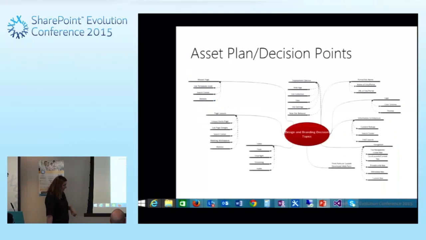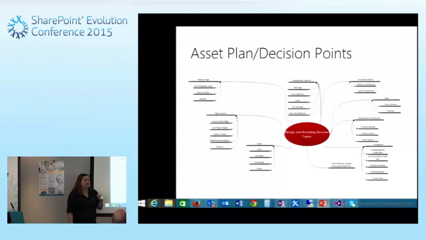The asset plan is defining what am I creating? What am I doing in the site? So for this one, it's things like master pages. How many master pages am I creating? In SharePoint 2010, we had to create more than we do in SharePoint 2013 because we had to create a specific one for the Search Center and My Sites and all of that. So we may have multiple master pages for our sites.